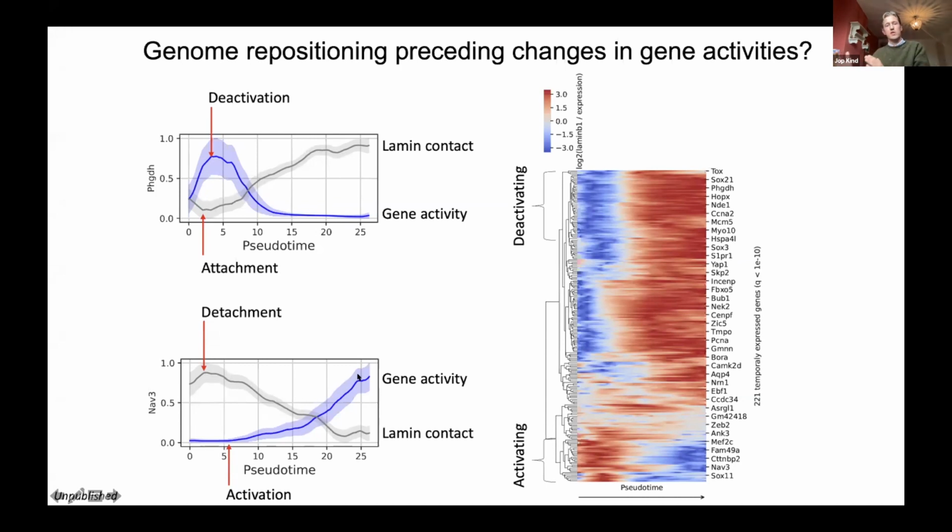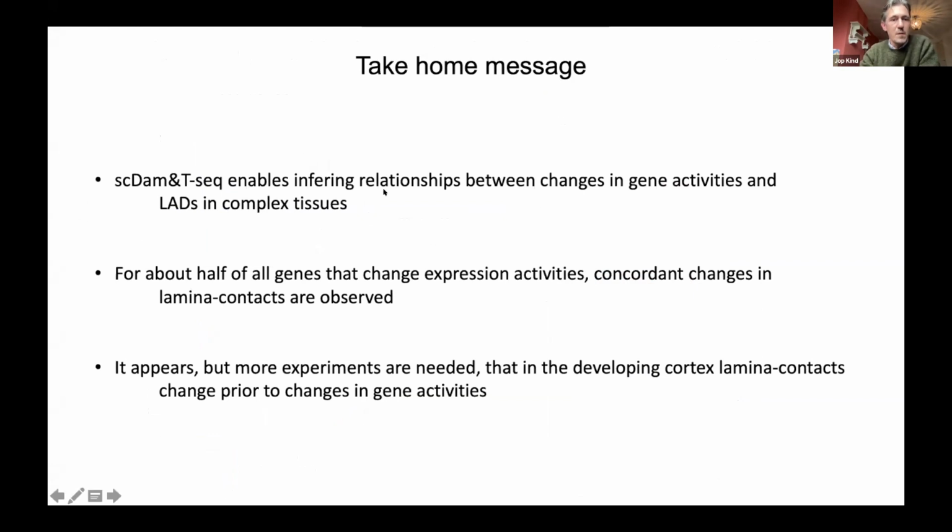So this suggests, but again, this is just a suggestion, that you need to detach from the lamina in order to prepare genes for activation. We're doing this now much more systematically, but this was just to show you an example of the approaches that we take. The take-home message here is that this DamID-T enables inferring relationships between changes in gene activities and LADs in complex tissues.